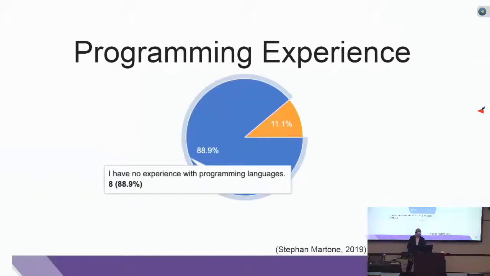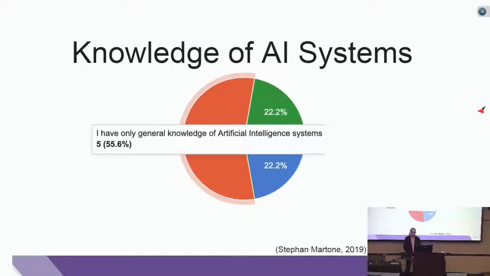So we wanted to get an idea of where they're coming from. Knowledge of AI systems: 55.6% only have a general knowledge of AI. In the green area, they've indirectly worked with AI, but the blue area is I have no knowledge. So the lion's share of this part of the survey shows that they really have no experience. It's sort of like you were saying, a black box to them.